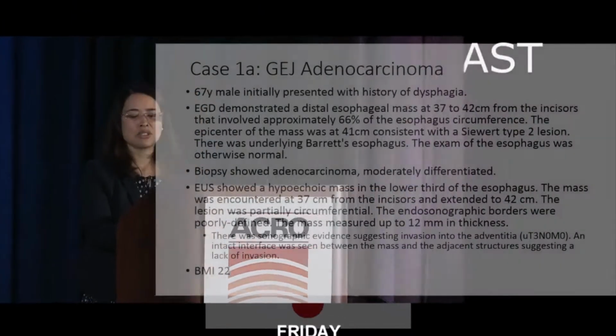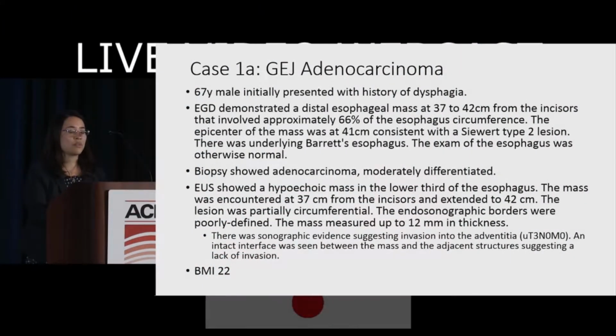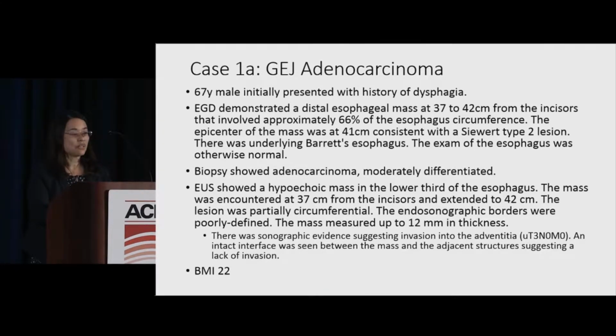So the first case is a gentleman, 67 years old, who presented with a history of dysphagia. He had an EGD that demonstrated a distal esophageal mass, 37 to 42 centimeters from the incisors, encompassing about 2/3 of the circumference of the esophagus. He had a biopsy, which did show adenocarcinoma, moderately differentiated. He also had an EUS, appropriately, which showed the distance from the incisors was congruent, 37 to 42 centimeters. And by endoscopic ultrasound, a uT3N0 tumor.